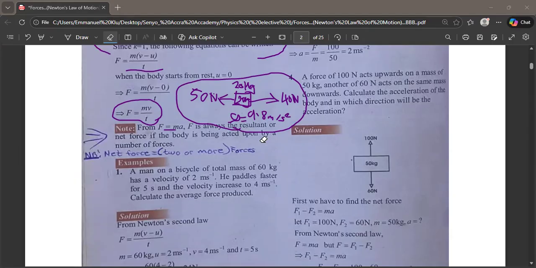So if you have a question, let's say a body of mass 20 kg being acted upon by a force of 50 Newton that is moving in the west, and a force of 40 Newton that is moving in the east, what acceleration would the body move with at the end of the day? The mass is 20 kg and gravity is 9.8.